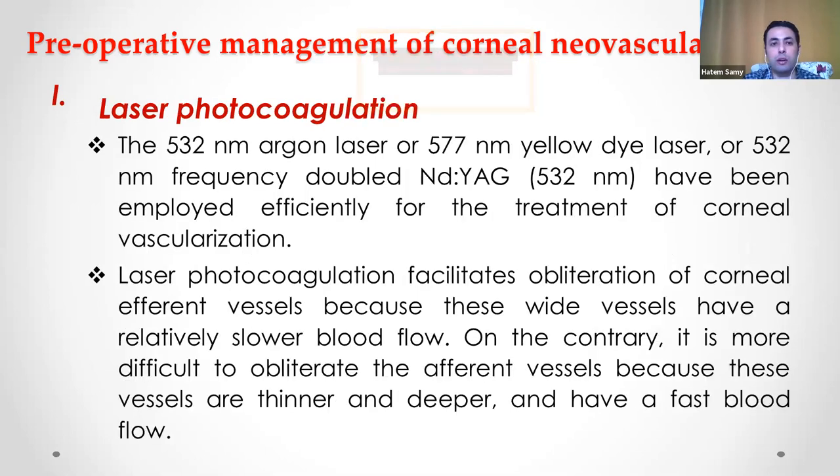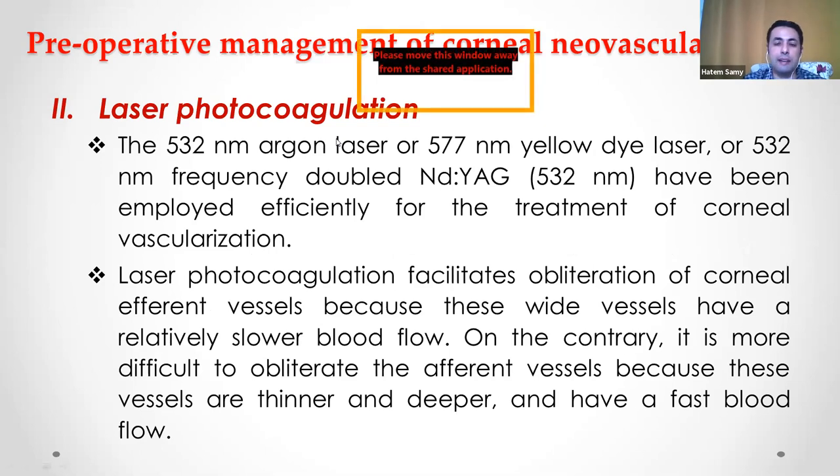Second, laser photocoagulation. We have three modalities of laser photocoagulation: argon laser, yellow dye laser, and the frequency doubled YAG laser. Each of them has a different way of acting on blood vessels, and each has its drawbacks. Laser photocoagulation can coagulate efferent vessels, because these vessels are wide with relatively slow blood flow. But afferent vessels are thinner, deeper, and have a faster blood flow. That is the benefit of fluorescein angiography. We have to target efferent vessels, not afferent vessels.